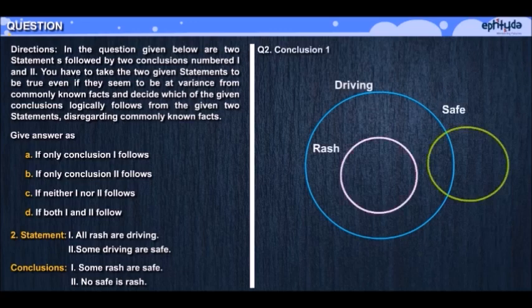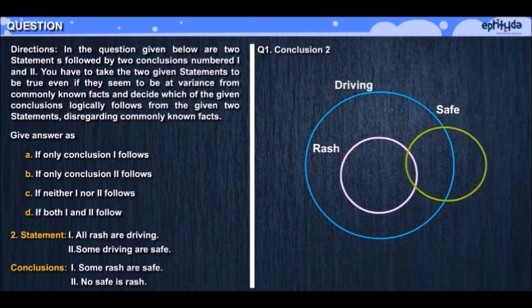Step 1. Counter of conclusion no safe is rash is some safe is rash. Step 2. Use premise 1, all rash are driving, to draw a simple diagram. Step 3. Use premise 2 on step 2 to get the counter some safe is rash. Since we can prove the counter of this conclusion, even this conclusion is invalid, our answer is therefore D.